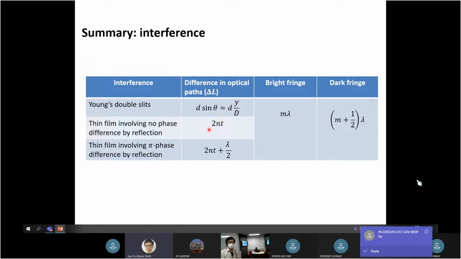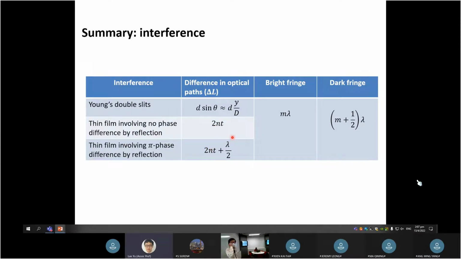For thin film, it depends on whether I have a phase difference upon reflection or not. I have 2nt or 2nt plus lambda divided by 2, depending on our configuration. We should use 2nt or 2nt plus lambda divided by 2.